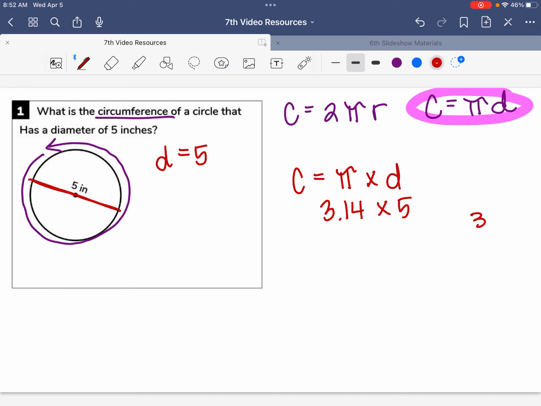So I'm going to come over here and do some calculations. 5 times 4 gives me 20. 5 times 1 plus the extra 2 is 7. And then 5 times 3 is 15. Because there are two numbers behind the decimal in my problem, there will be 2 numbers behind the decimal in my solution. So my circumference is 15.7 inches.